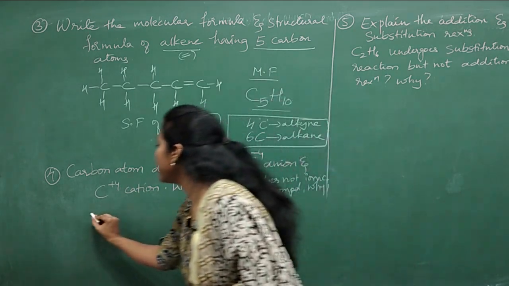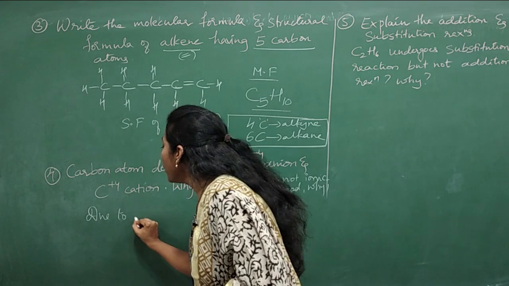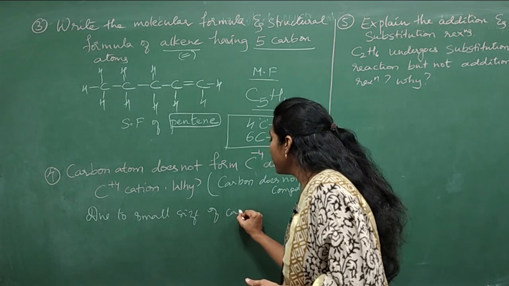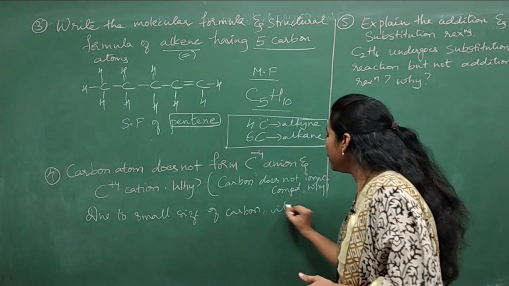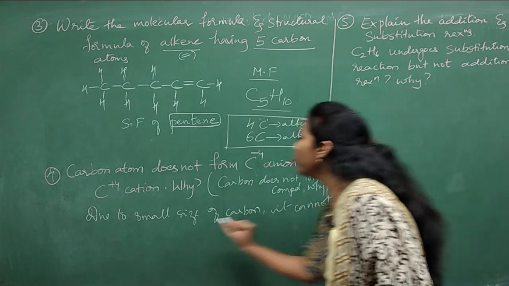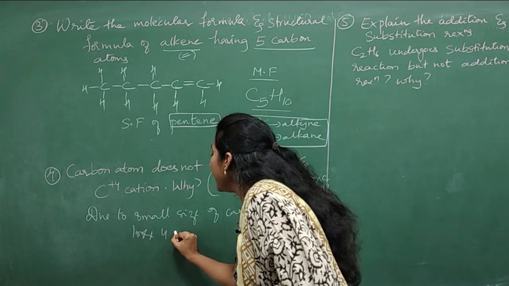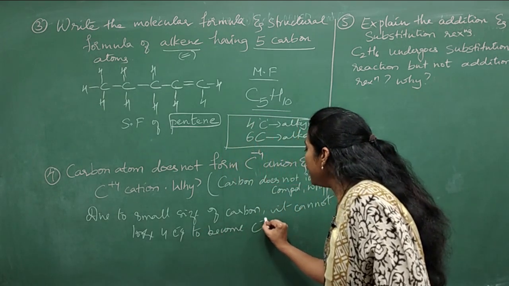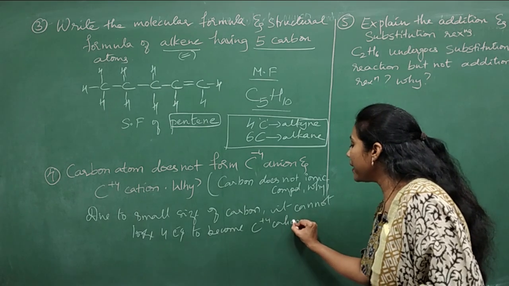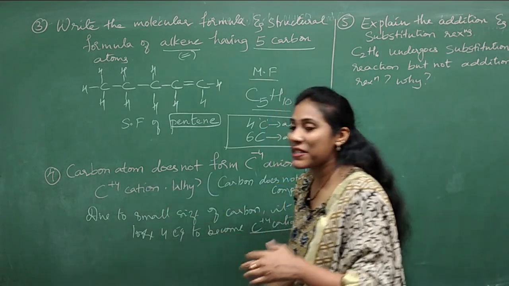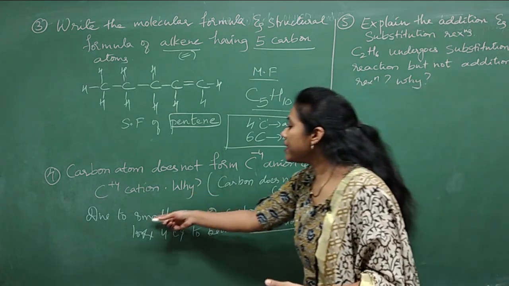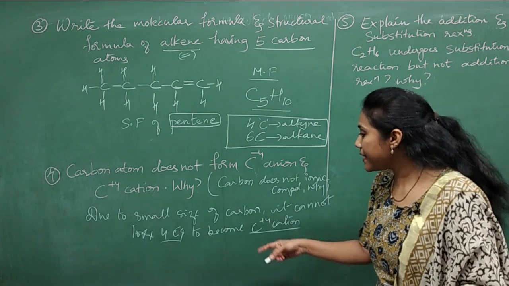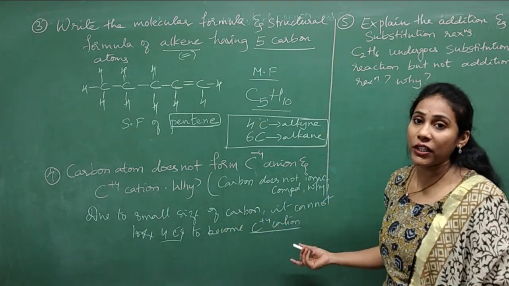It is because, write the answer, due to the small size of carbon, it cannot lose 4 electrons to become C+4 cation. If it has to become C+4 cation, carbon has to lose 4 electrons. Whereas because it is small in size, it cannot lose 4 electrons at a time. That is the reason it cannot become C+4 cation.